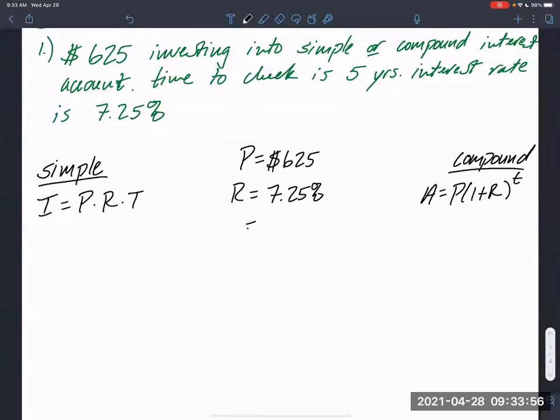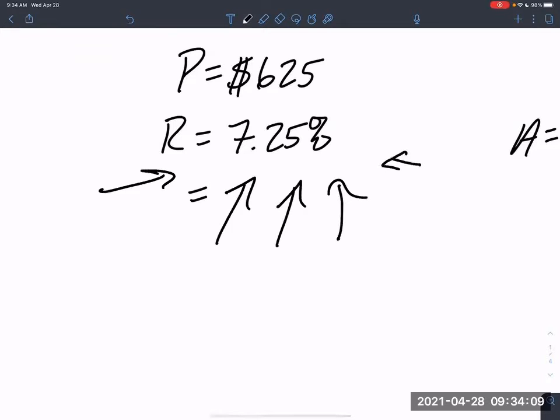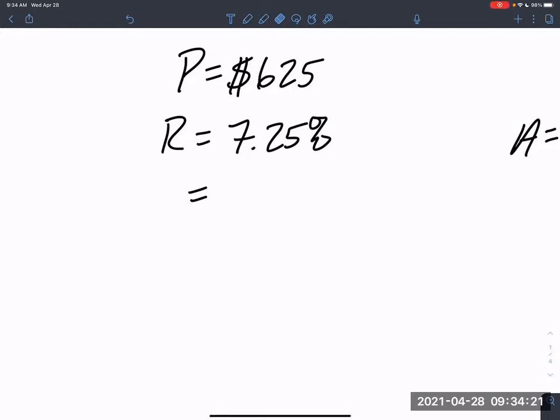But remember, if you do all the math using this number, you will get it wrong. You have to convert this into a decimal. I can't stress that enough. You will get the whole thing wrong if you do not convert it into a decimal. And to do that, you just move it 2 places to the left. 0.0725.